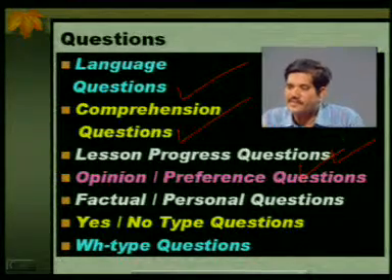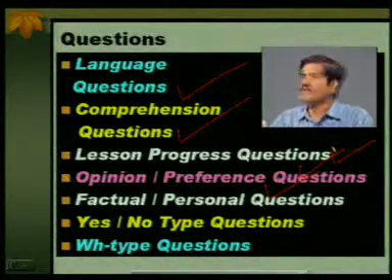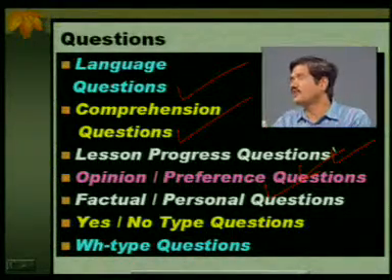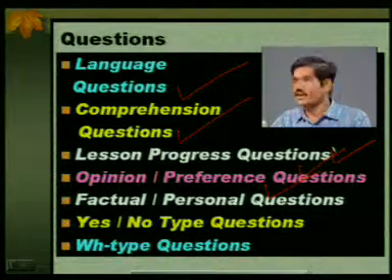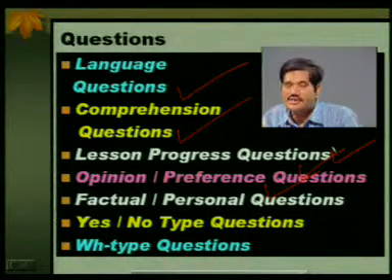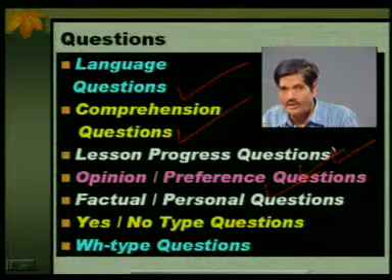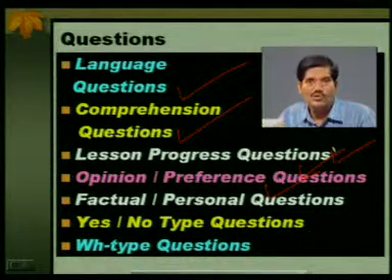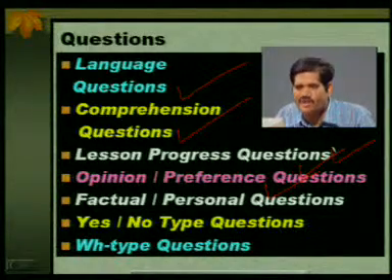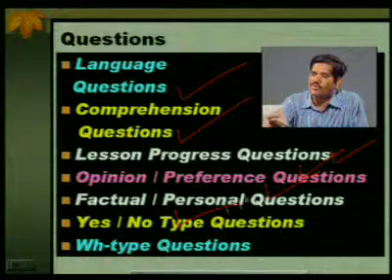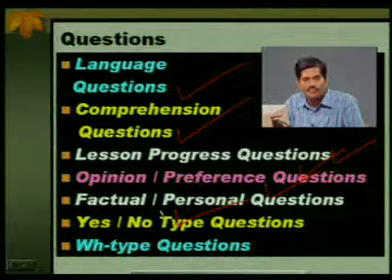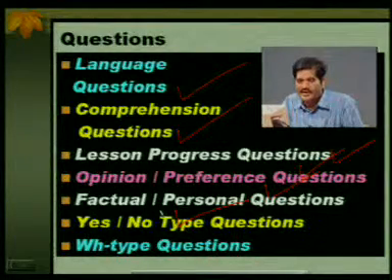Okay. Then we come to the personal and factual questions. When we are asking personal questions, factual questions, we want to know what the student really wants to do in life. For example, we can ask questions about the student, what are your hobbies, what are you planning to do. Okay. Then you can ask questions related to their families. Then yes or no type questions, we have already talked about them. We can use them to ask information about the students. We can use them to make a request.